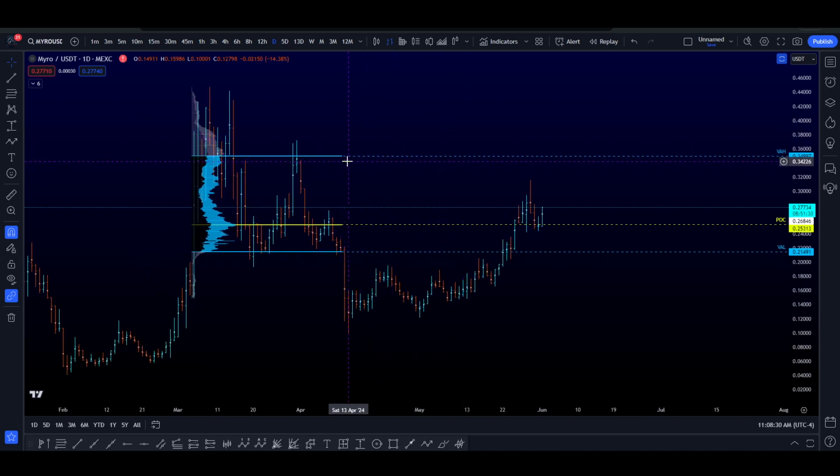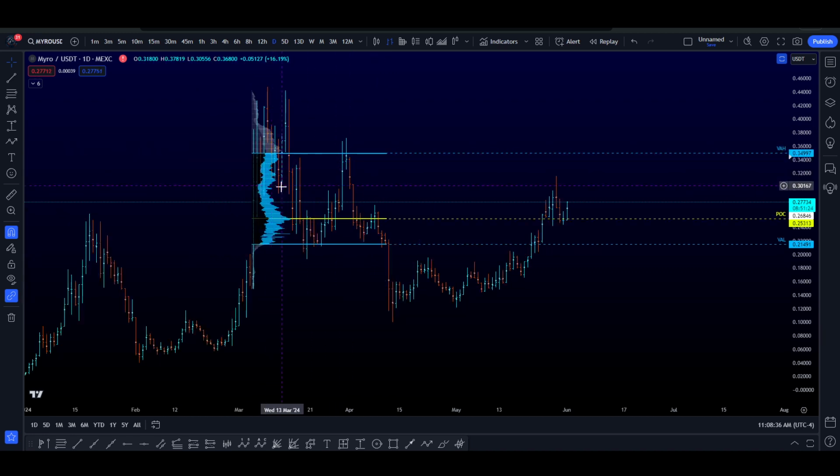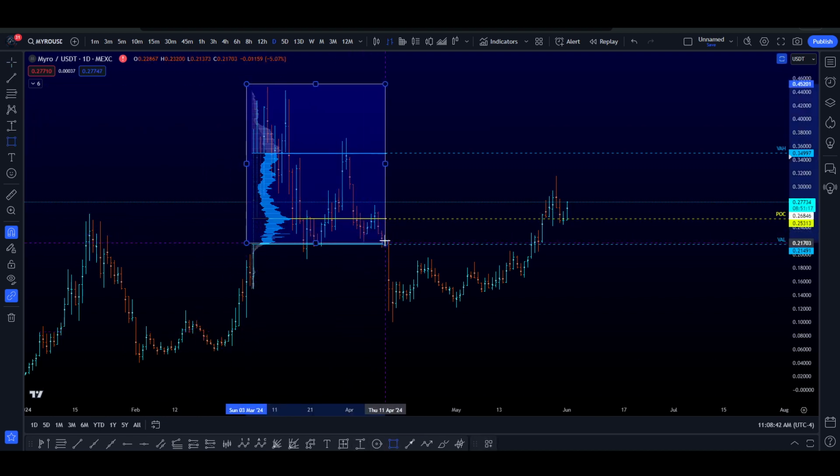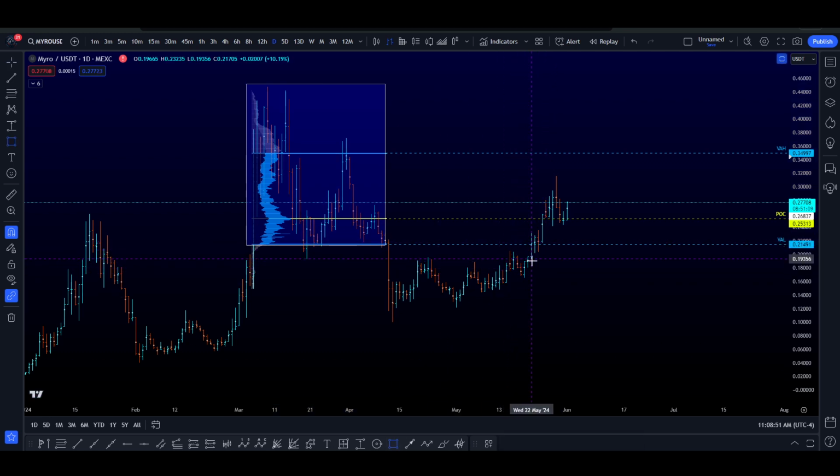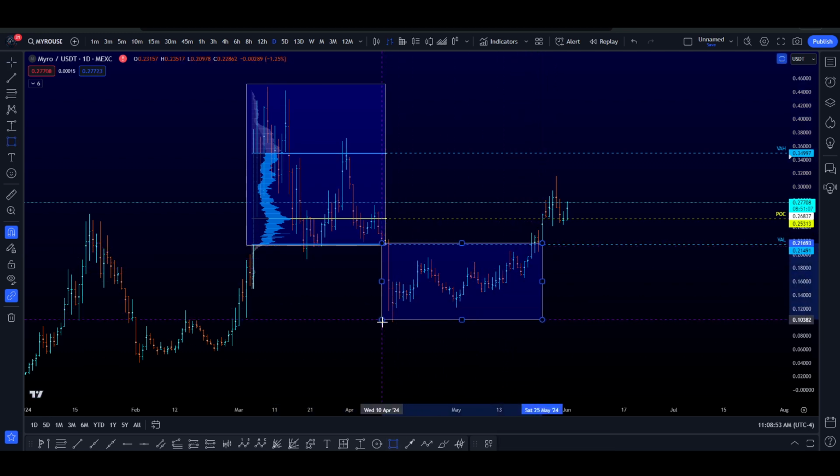So what I did was, like always, go right back to my fixed range volume profile tool. Now, this was a previous range which was traded before, and then we lost the range, right? So this was a deviation, we can call it, right here. And now we are back trading within this range, right?